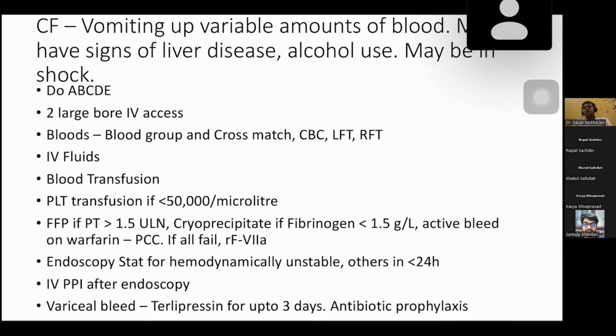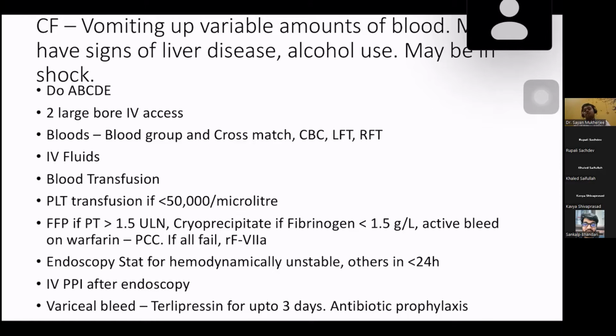Now, fresh frozen plasma is often used if the prothrombin time is more than 1.5 times the upper limit of normal. So each lab has a certain range for prothrombin time. So you check the upper limit and you multiply it by 1.5. And if your patient's prothrombin time is more than that, he may need fresh frozen plasma. Apart from that, other products such as cryoprecipitate can be given if fibrinogen is low.